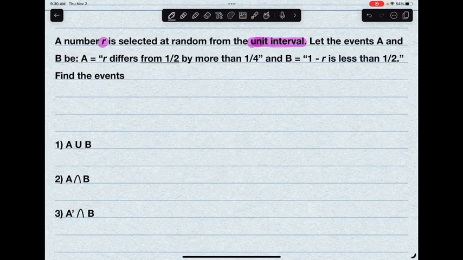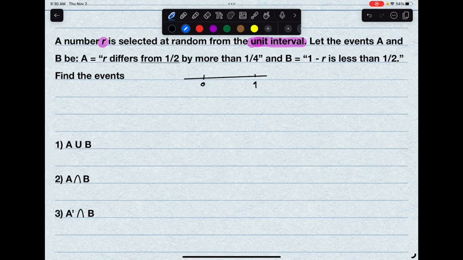Okay, what is the unit interval? The unit interval is all the numbers between 0 and 1. Okay, so the number set, if here is 0, here is 1, the unit interval will be from 0 to 1, all the numbers right here. So that's S, the sample space, which is the unit interval here.